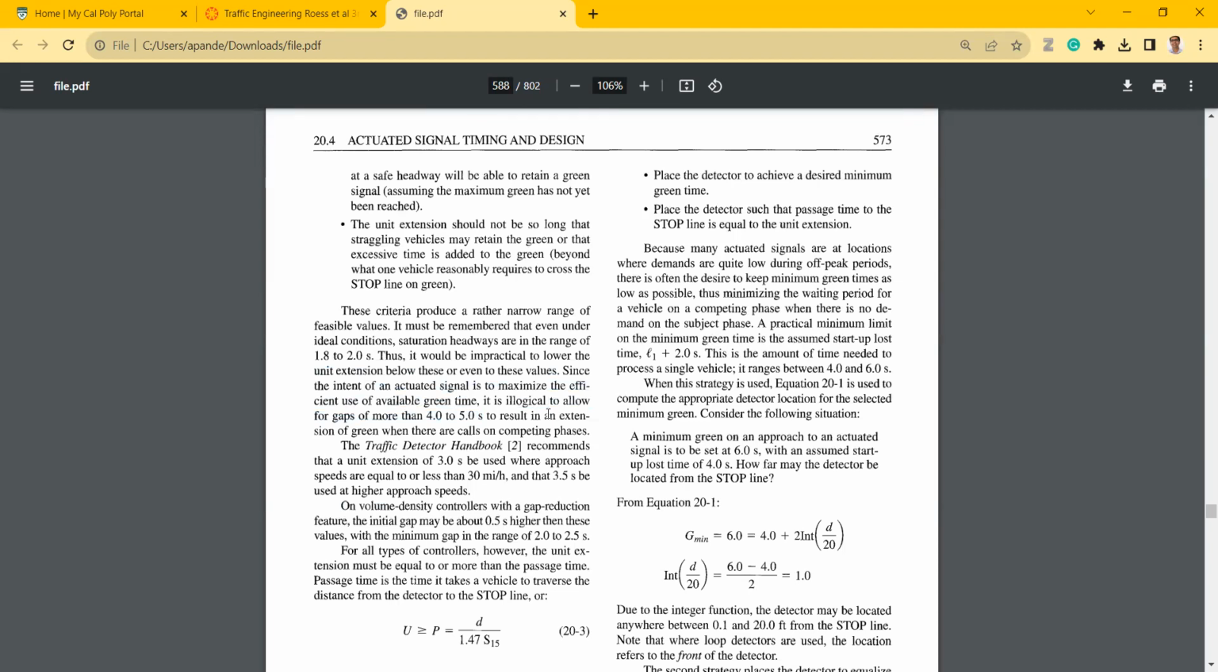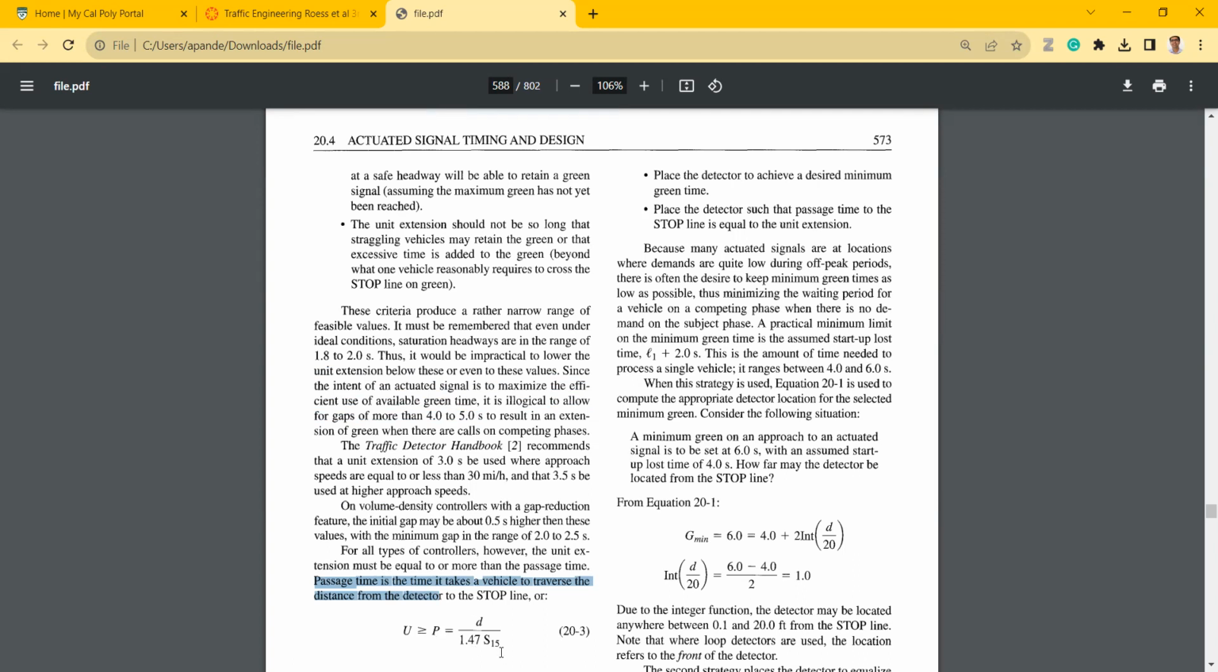Now, we've talked about how you want to have at least 3 seconds of detector time, and that's fine. But there is one thing we mentioned at the beginning: the unit extension must be equal to or more than the passage time. Passage time is the time that it takes to traverse the distance between the detector and the stop line. So our unit extension U must be more than the passage time.